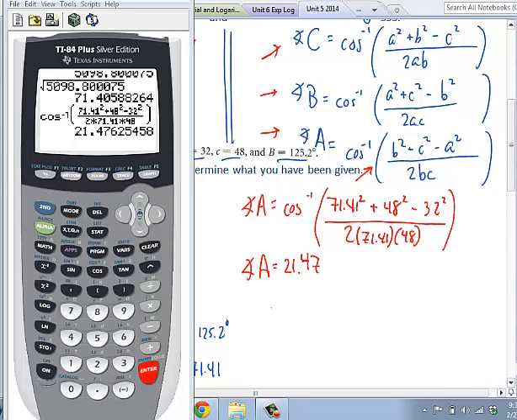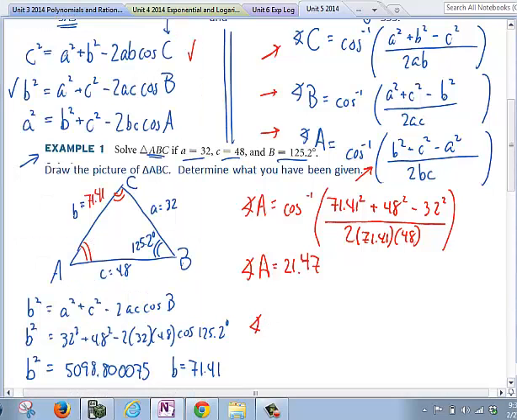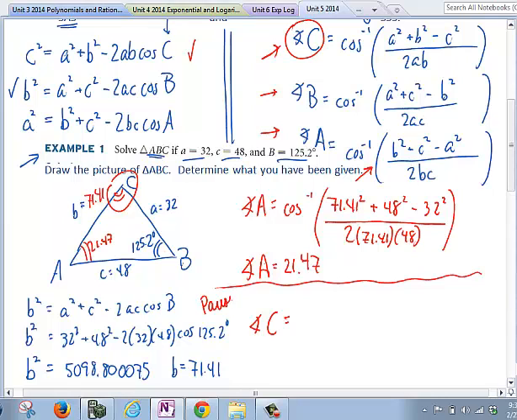What I want you to do is do the same thing, because you need to calculate angle C. So use the angle C formula, and after you're done pausing the video, verify with my calculation. So pause the video now and give it a shot.